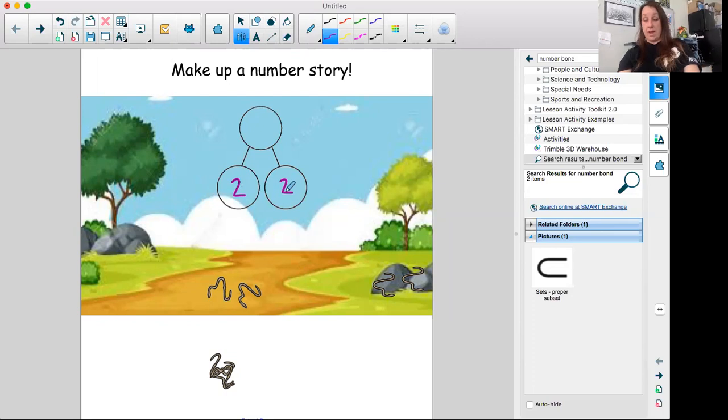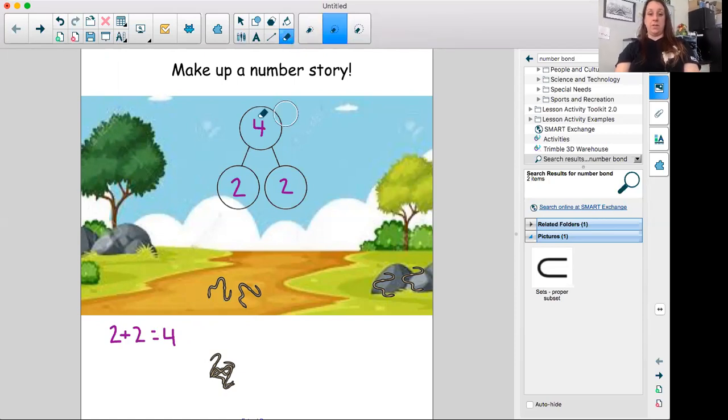Well, if you don't know already, all you have to do is count the worms. 1, 2, 3, 4. Okay? And then you can write 2 plus 2 equals 4. 2 worms on the road plus 2 worms on the rocks equals 4 worms altogether. So Sky and her brother found 4 worms. All right, let's do another one. All you have to do is reset, get creative, and make another number story.